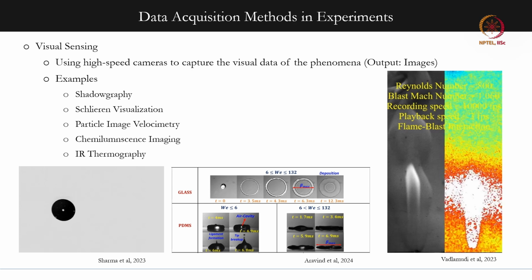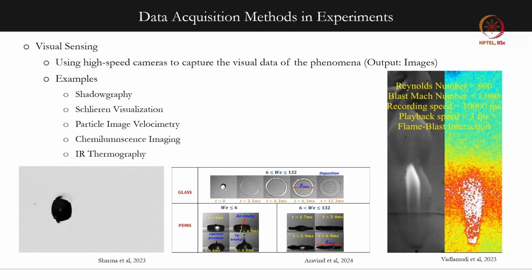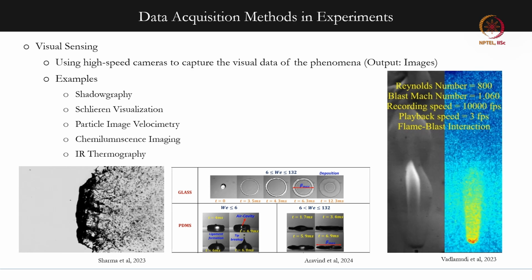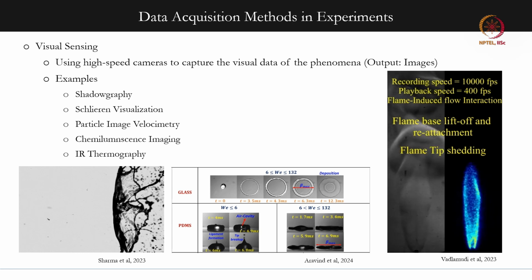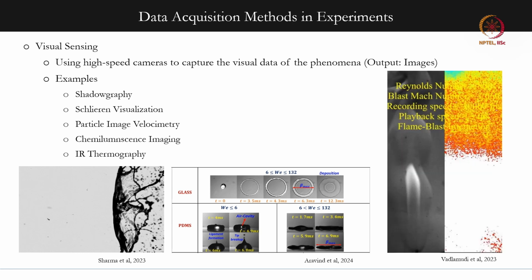Similarly, if we look into the interaction of a jet flame with a blast wave, we can see that the flame lifts off and its flame area continuously changes during this interaction process. Again, we need to quantify the rate at which these changes are happening in order to study this process. Again, this is information that we need to extract from the image sequence.